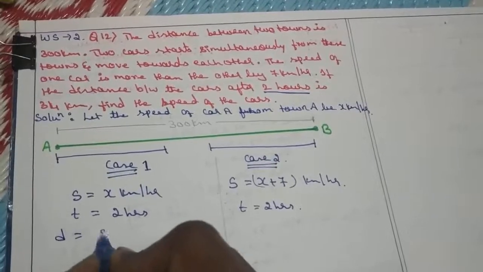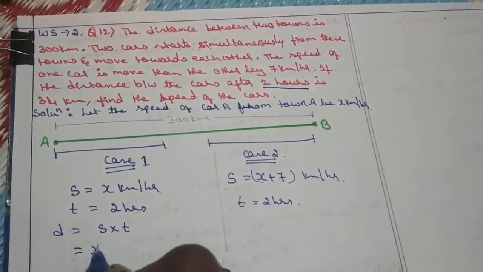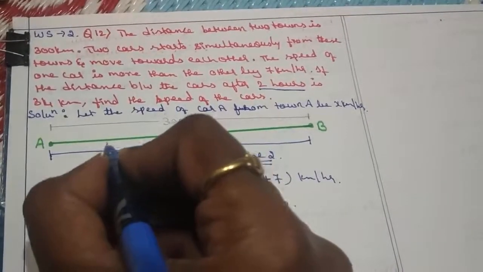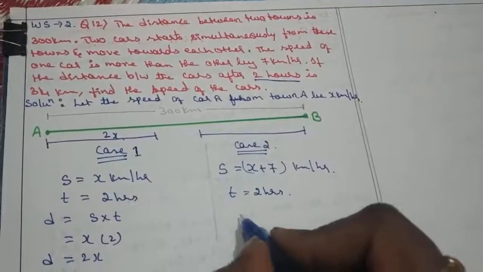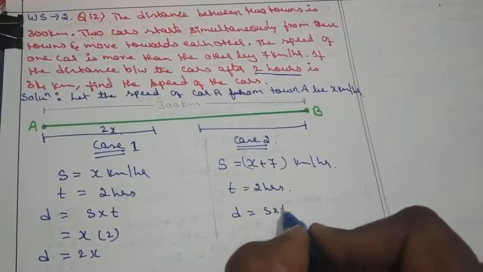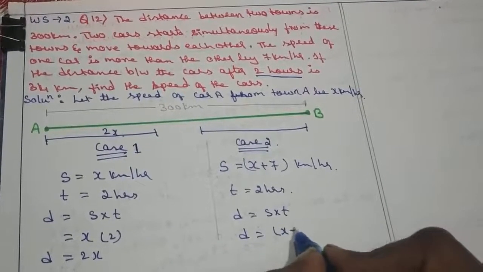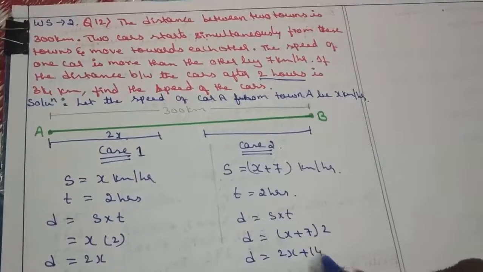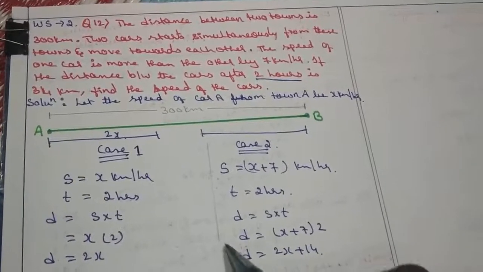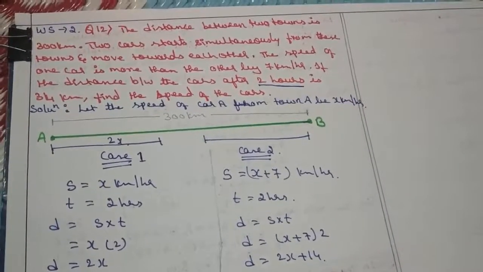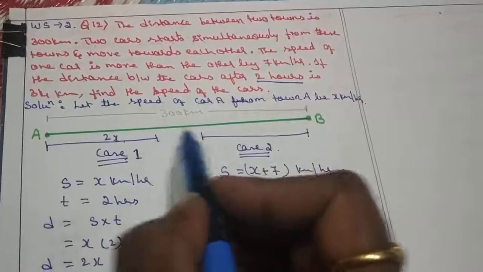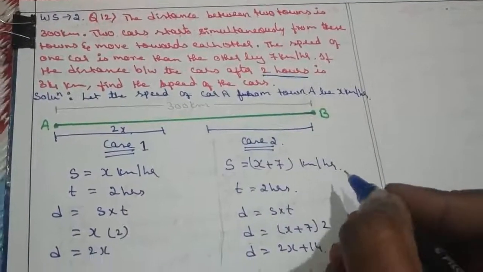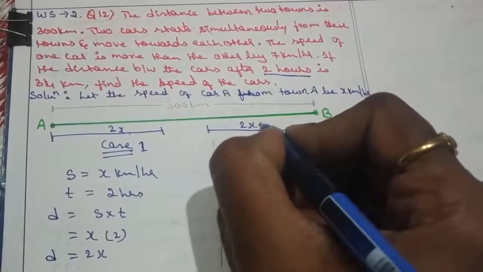We know that distance is equal to speed into time. Speed is x into 2, equal to 2x. So the distance covered by car A is 2x. For car B, distance equals speed into time, so x plus 7 into 2, equal to 2x plus 14. Since they travel towards each other, car A travels in this direction and car B travels in this direction, and car B covers a distance of 2x plus 14.